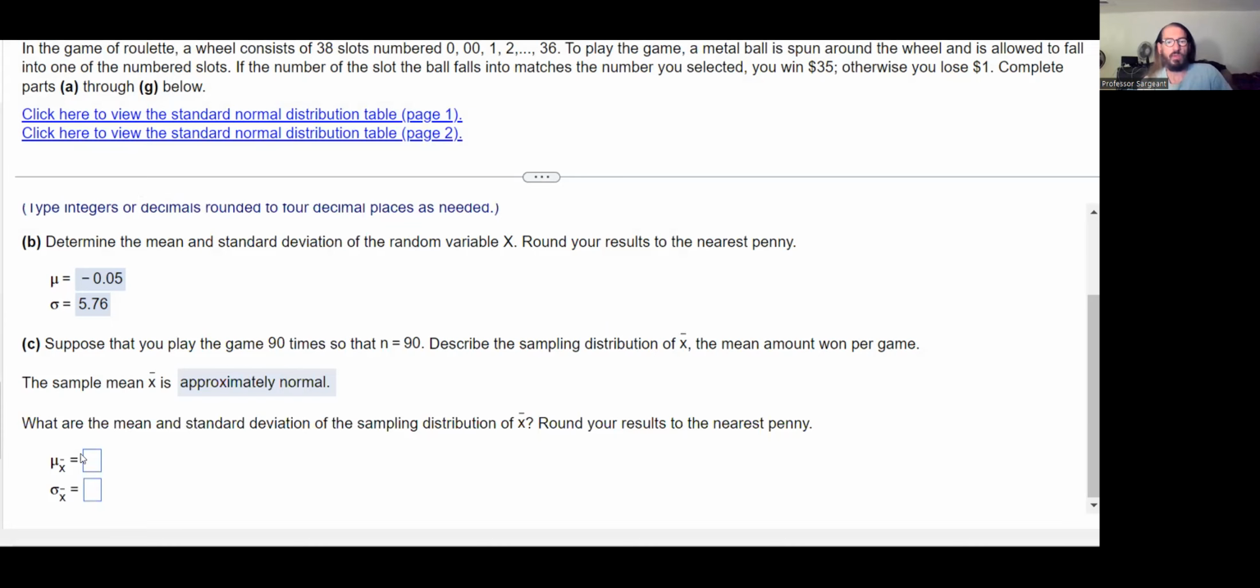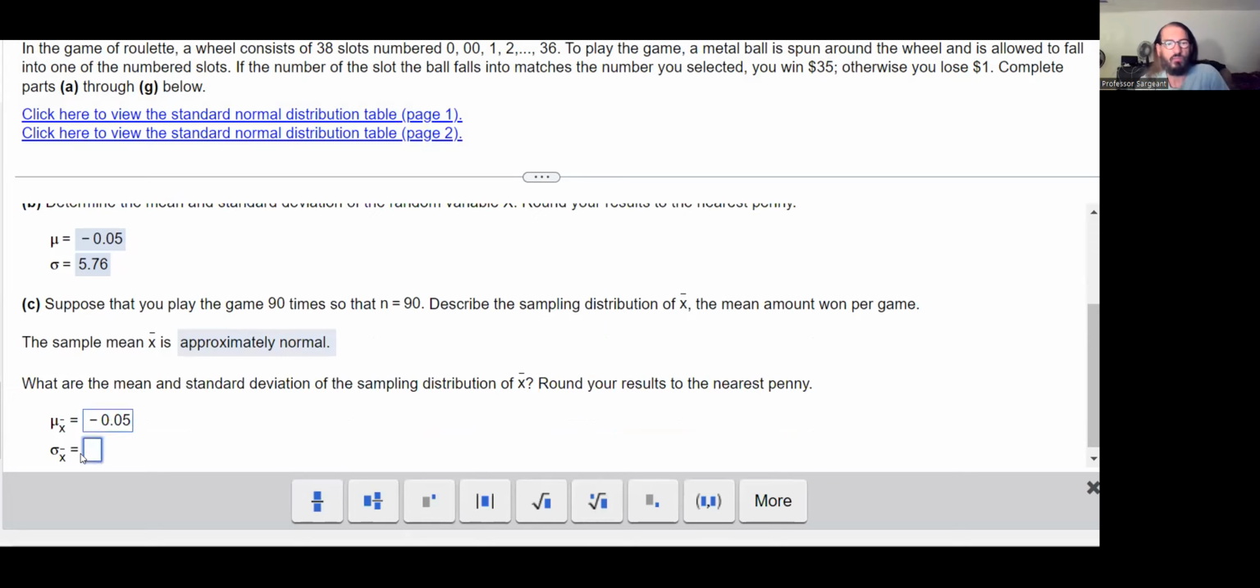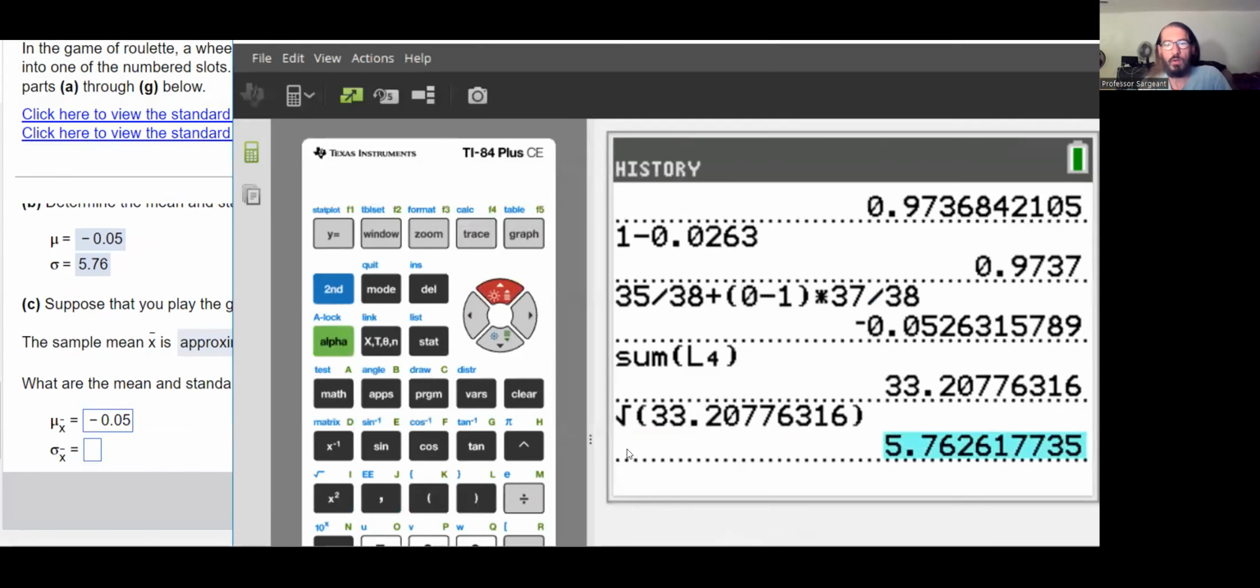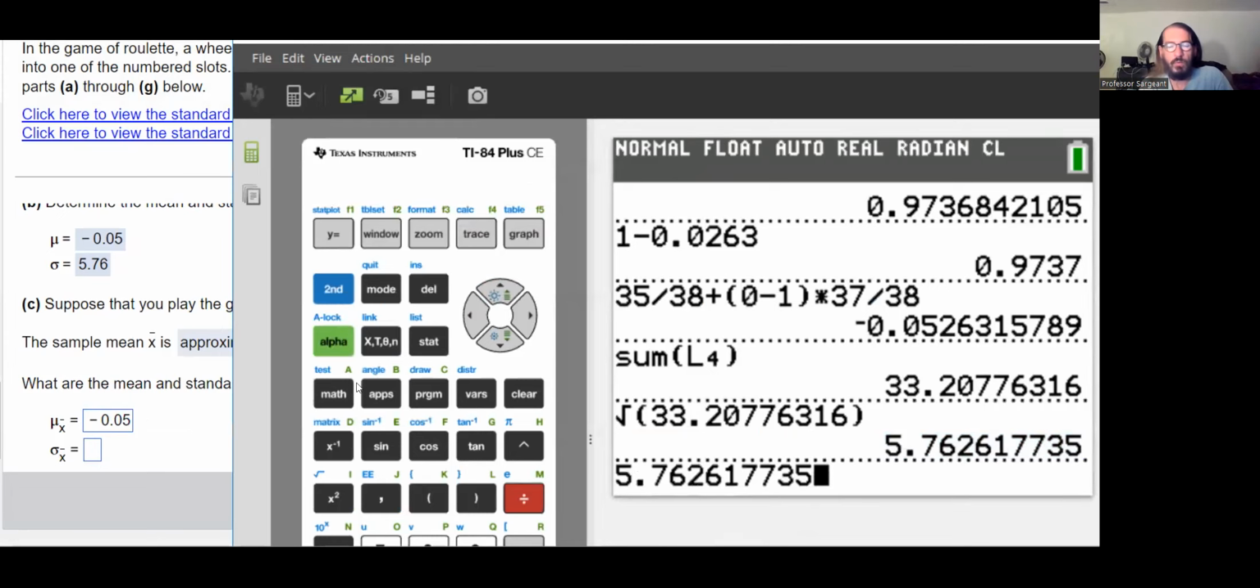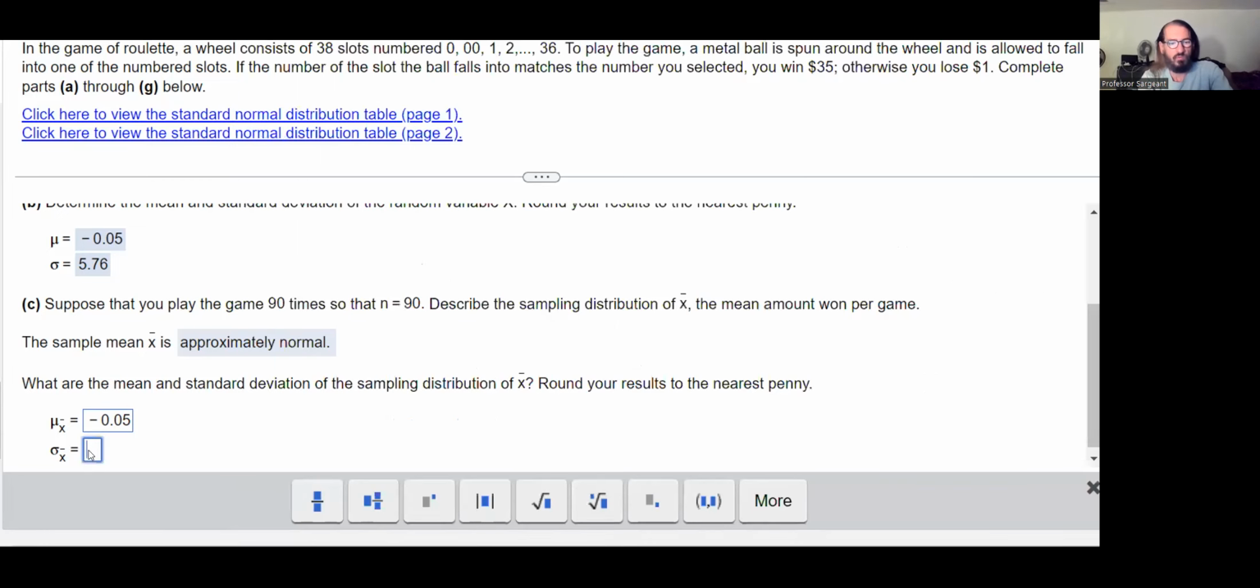The mean is going to be the same as for the population. Then I'm going to divide by square root of 90. Take what I had for the standard deviation for a single game, divide by square root of 90. Notice how I'm using the most exact version the calculator could give me instead of the rounded, just in case. To the nearest penny, that would be 0.61. See if they agree with that.